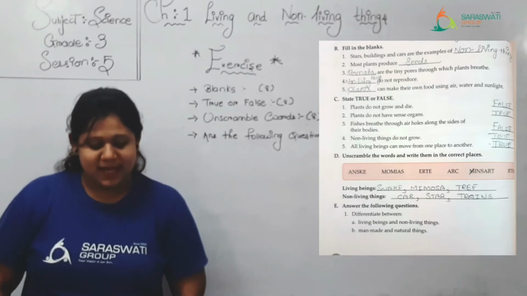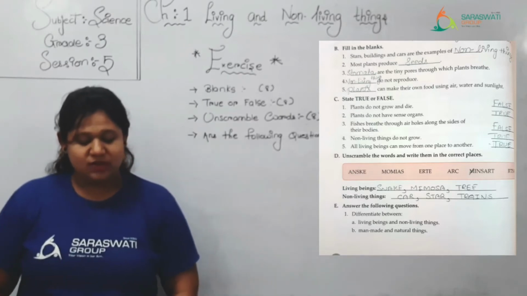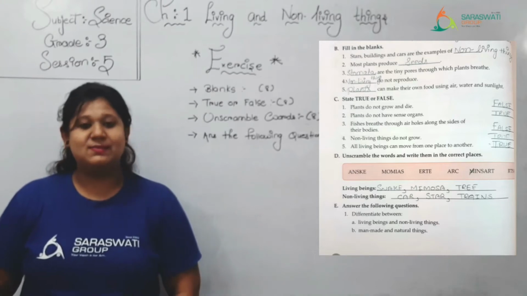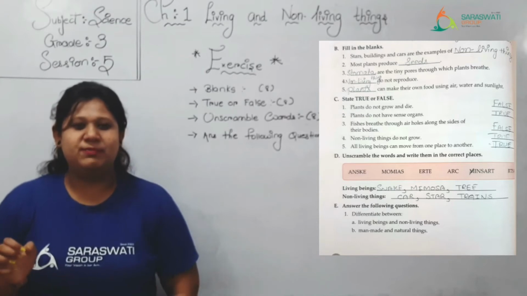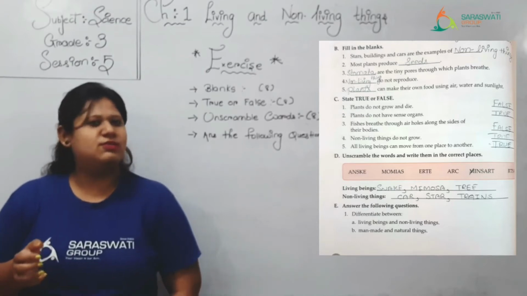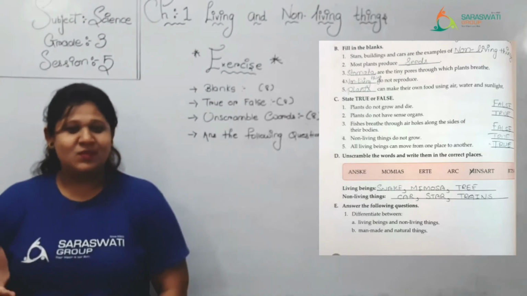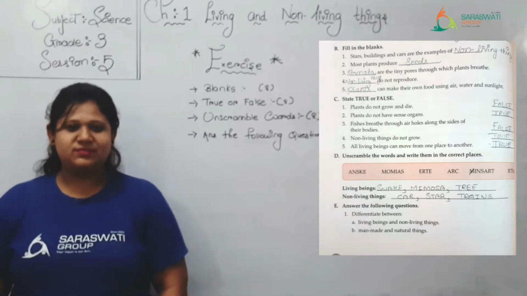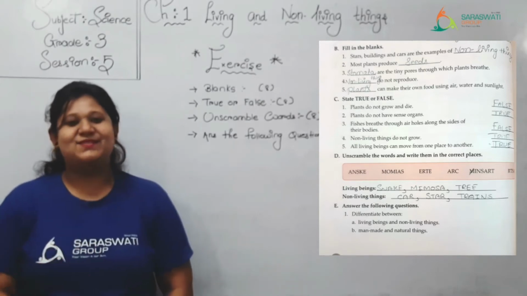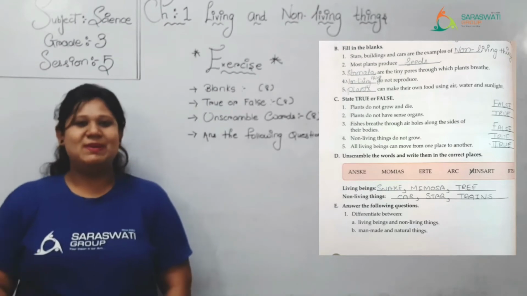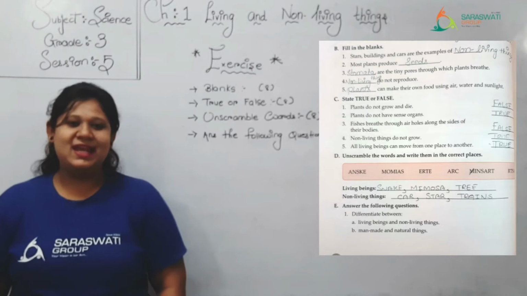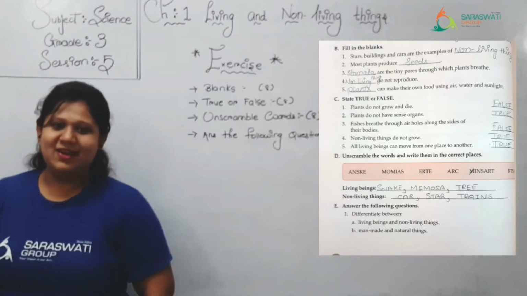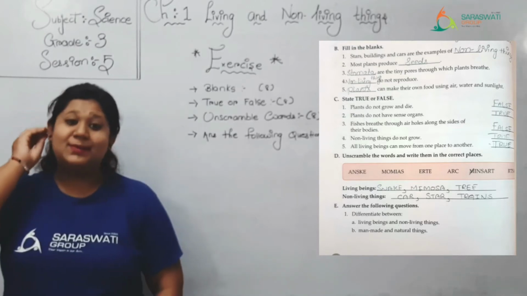Number 3. Blank are the tiny pores through which plants breathe. I already explained to you that plants are a kind of breathing thing, which we are going to call, what do we call it? Yes, we are going to call it stomata. S-T-O-M-A-T-A. Stomata. Clear?